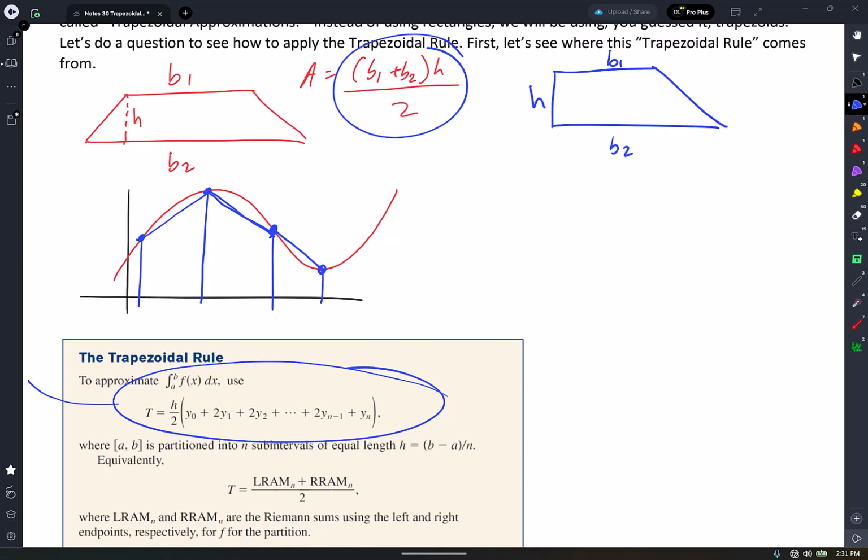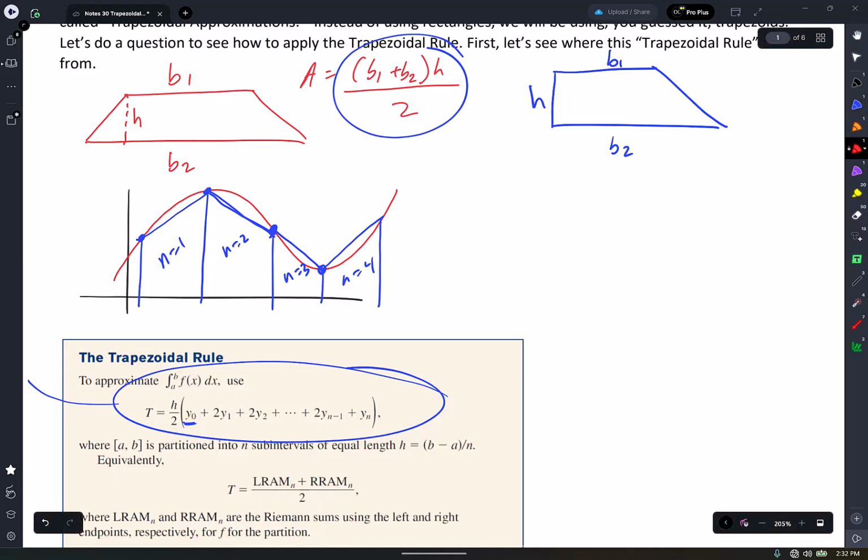You guys see those trapezoids? N equals 1, N equals 2, N equals 3. And let me put one more. N equals 4. 4 trapezoids in there. I'm going to call this vertical distance here y0, y1, y2, y3, y4. If you have 4 trapezoids, you need 5 points.